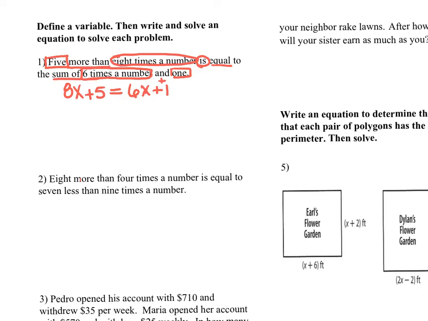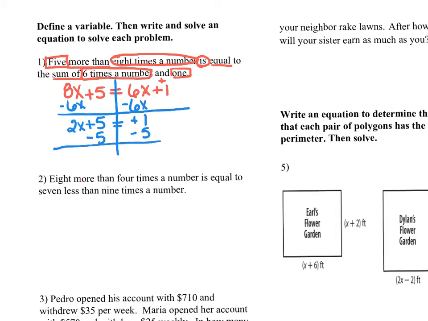So I have it set up, and now I'm going to solve it. I'm going to move the 6x from the right to the left. I didn't even need that plus 1, but I already wrote it. And then I'm going to subtract 5. We get 2x equals negative 4.